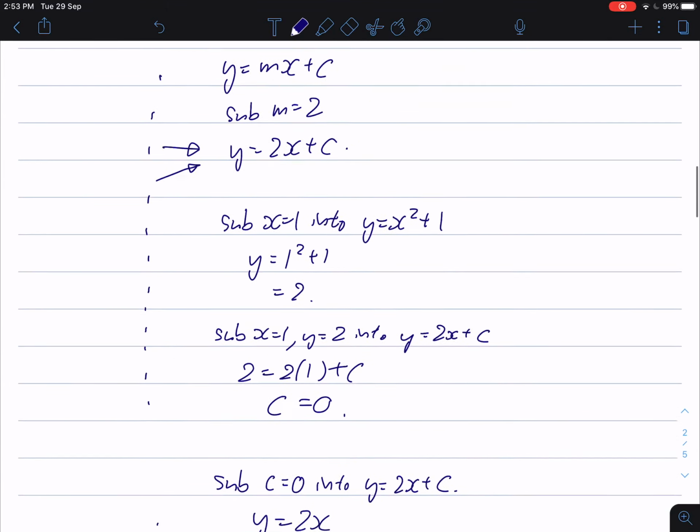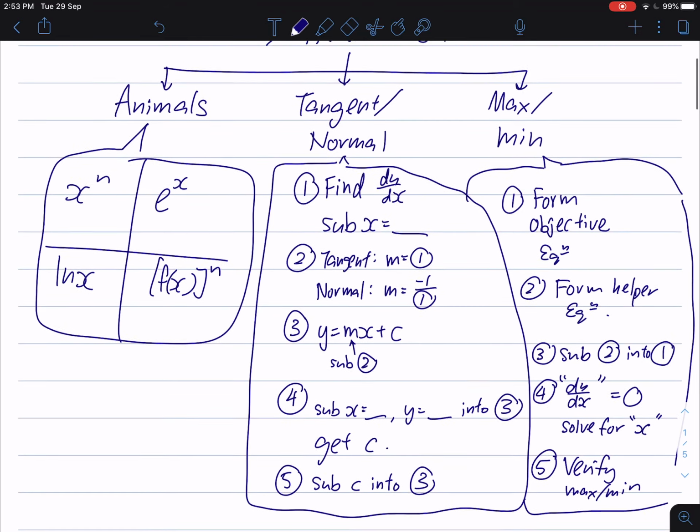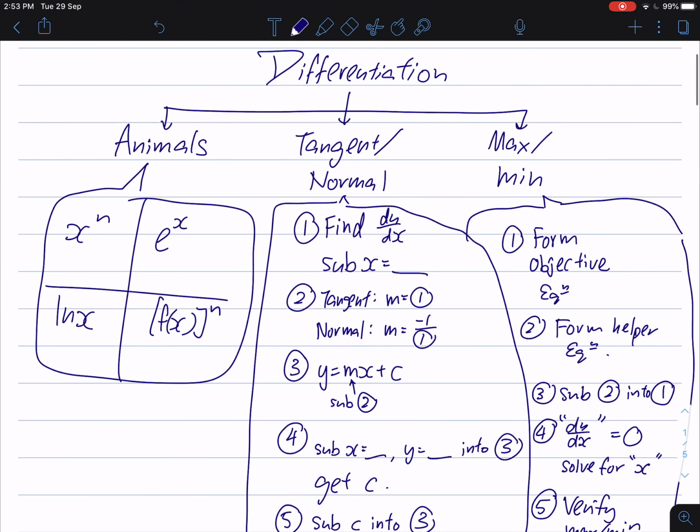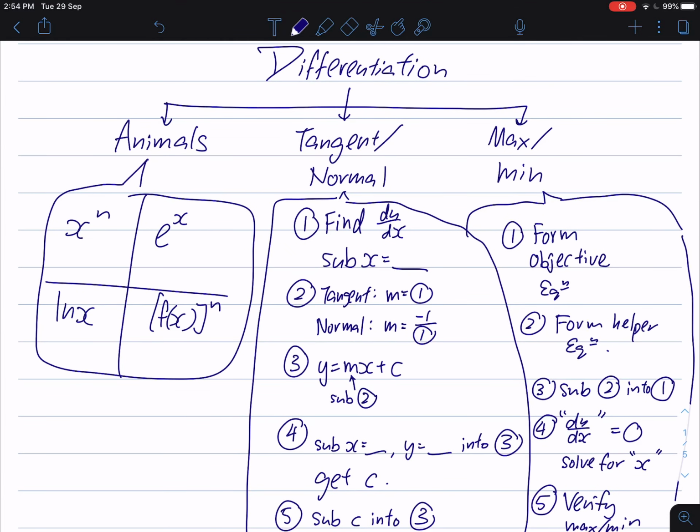Okay, all these steps, easily 5 marks. So step 1 to step 5. I hope this example demonstrates for you the types of differentiation question. Hope you're able to do them.